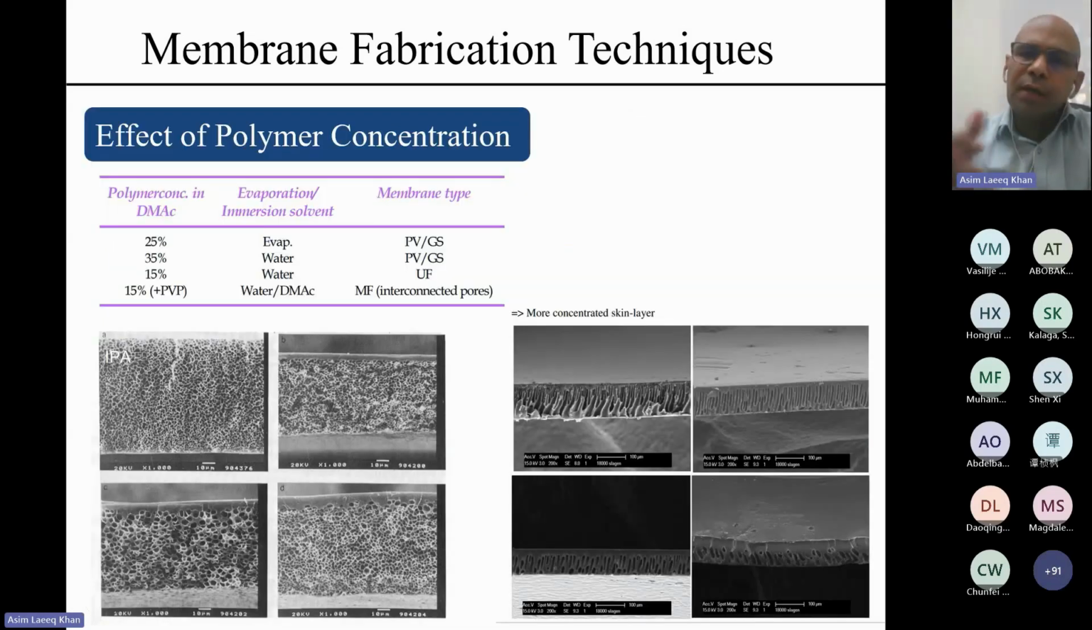I will try to give you a couple of examples of how we control these parameters of the phase inversion process and we end up with different membranes. So here, as you can see in the figure, we have used isopropanol as a non-solvent and dimethyl acetamide as a solvent for a polyether sulfone polymer. And as you see, here you can see the effect of polymer concentration.